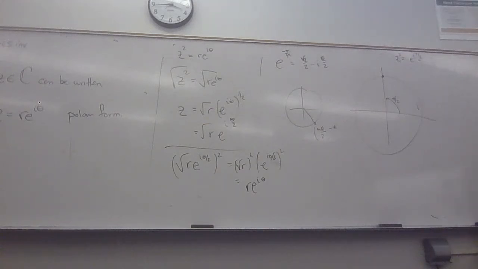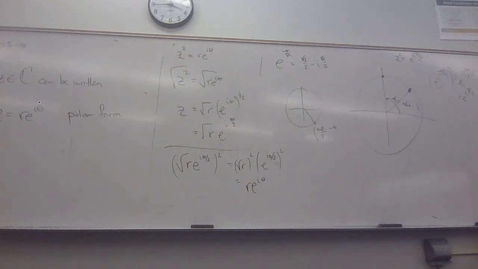Okay, let's check. e to the i pi over 4 squared is e to the i pi over 4 times 2, which is e to the i pi over 2. Cool. So one of the answers to this equation is right here, because if you double that angle, you get that one. Is there another one?